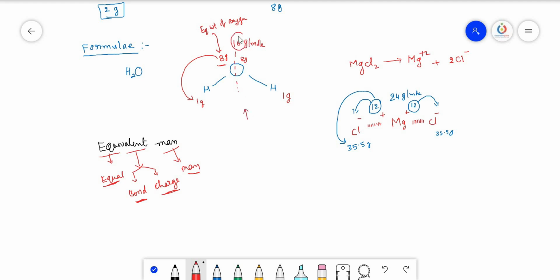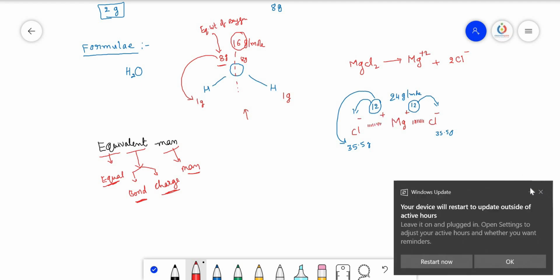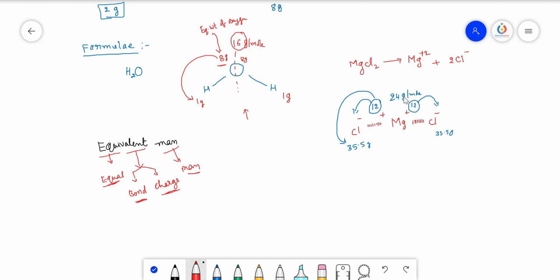Now come to the water molecule again. Oxygen has the atomic mass 16 grams per mole. It has two bonds, so this 16 grams has to be distributed among these two bonds: 8 grams towards one bond, 8 grams towards the other bond. But in the case of magnesium chloride, no such bonds are there, so the mass has to be distributed among the charges. So 12 out of 24 grams of magnesium goes towards one charge, and the remaining 12 grams towards the other charge.